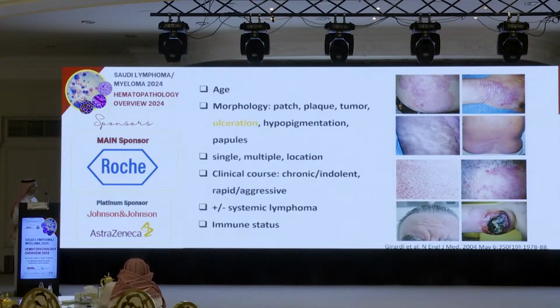Is the disease aggressive with prominent ulceration? That is seen, for example, in aggressive epidermotropic CTCL. Is there hypopigmentation, papules in LYP, a single lesion, multiple lesions? Is there a history of a systemic lymphoma with secondary skin involvement, and what is the immune status of the patient? If the patient is immunosuppressed post-transplant, think of EBV positive lymphoproliferative disorder. So we look at all these parameters and we try to match them with the histology, immunostains, and molecular studies.